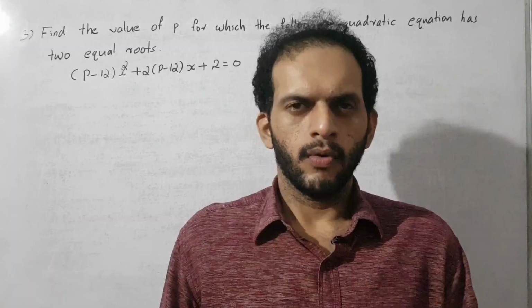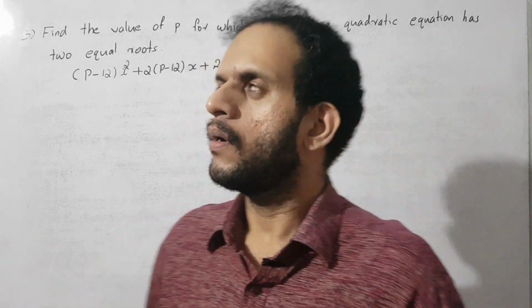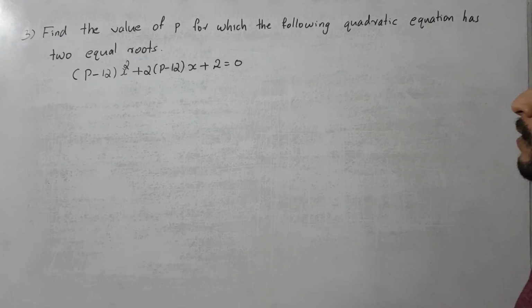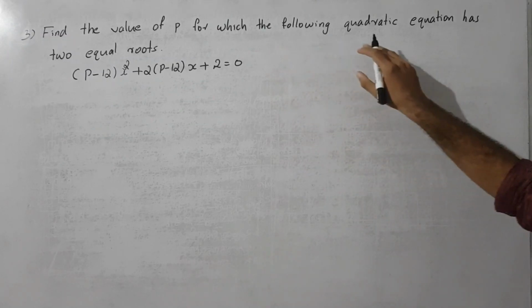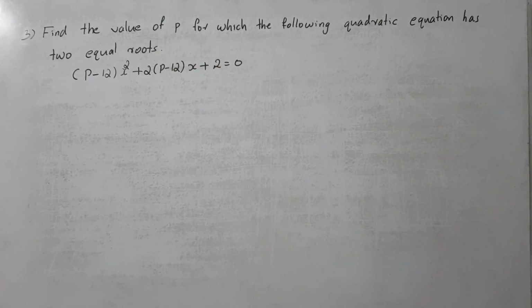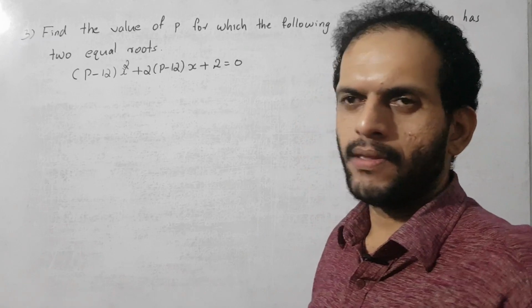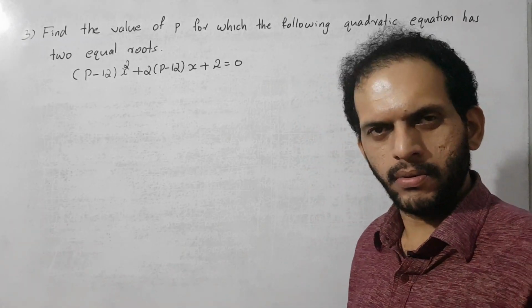Idea is clear. We discuss the next question based on the same idea. The question is like this: find the value of p for which the following quadratic equation has two equal roots. The equation is (p minus 12)x square plus 2 into (p minus 12) into x plus 2 is equal to 0. Here also we know the idea. What is the idea behind this? We take b square minus 4ac is equal to 0.